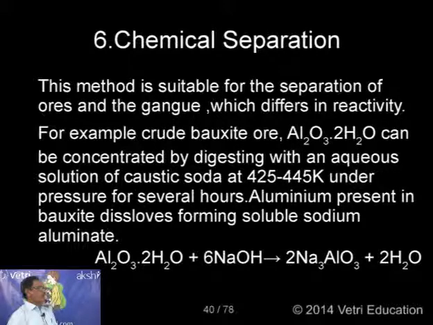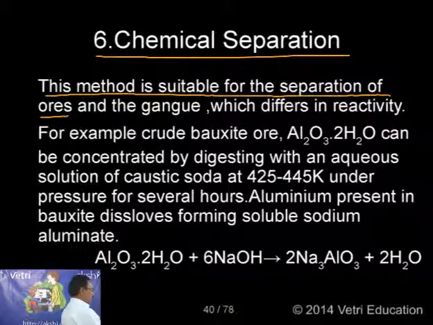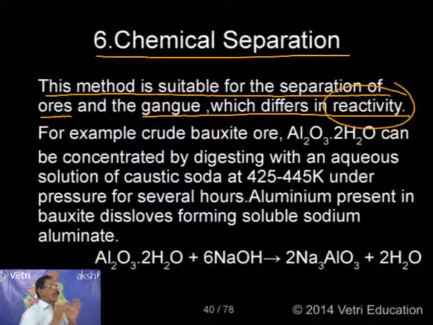The next important method is chemical separation. By using chemical separation also, we can concentrate an ore. This method is suitable for the separation of ores and gangue which differ in reactivity. So it purely depends upon the reactivity. For each and every method, there is a basic principle involved; in this case, chemical separation is based on reactivity. Okay, let me take a specific example now.